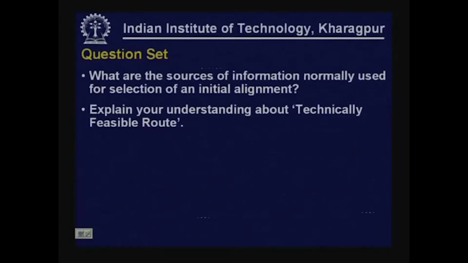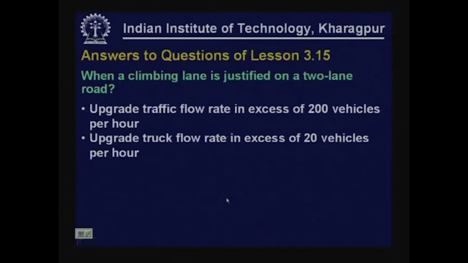Now, let me put some of the questions. What are the sources of information normally used for selection of an initial alignment? That is one question. Second question is, explain your understanding about technically feasible route. Now, quickly I will try to answer the questions of lesson 3.15.